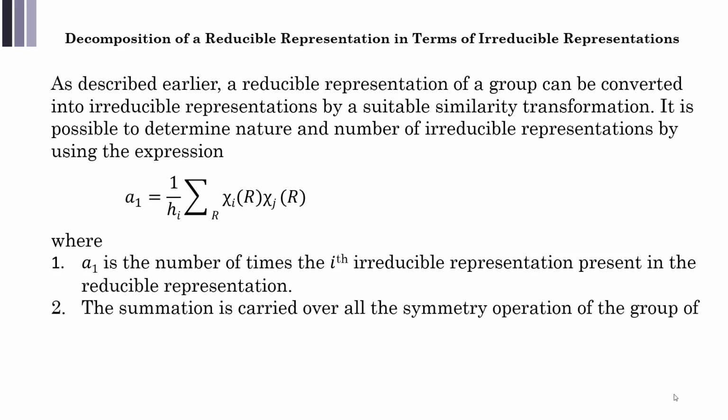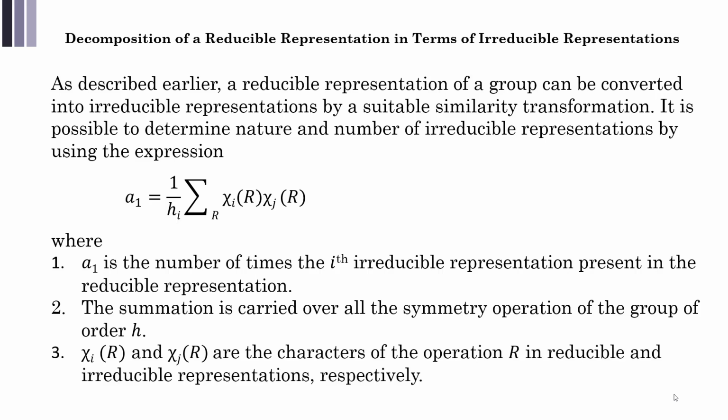The summation is carried out over all the symmetry operations of the group of order h, and chi_i(R) and chi_j(R) are the characters of the operation R in a reducible and irreducible representation respectively. So that helps us in deciding how the reducible representation can be decomposed into the sum of the irreducible components.